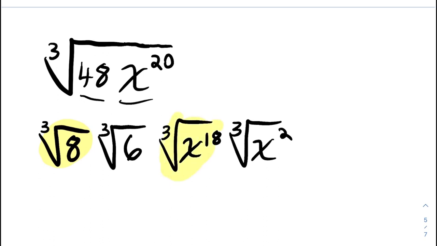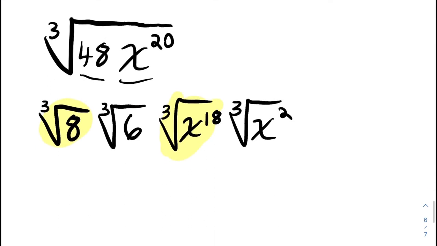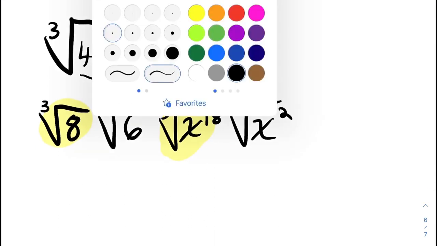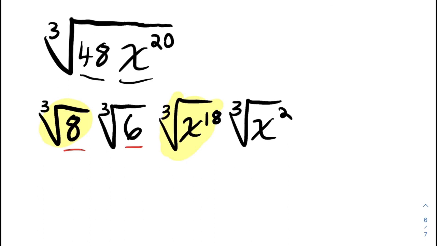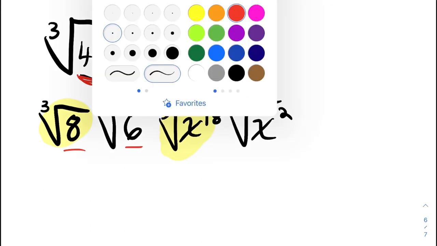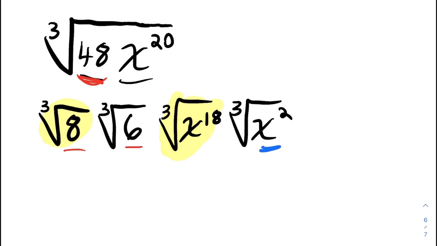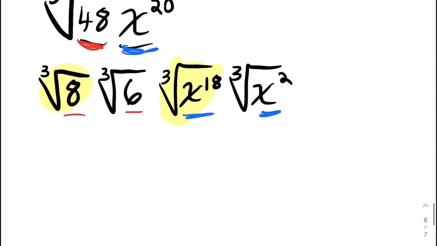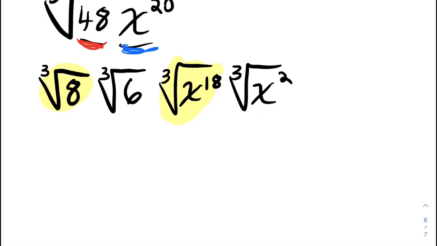So this is good because 8 times 6 would give me the 48. And the x to the second times the x to the 18th would be the x to the 20th that I'm looking at. So now I can simplify. The ones that can be simplified, I should say, are the ones I highlighted. The cube root of 8 and the cube root of x to the 18th.